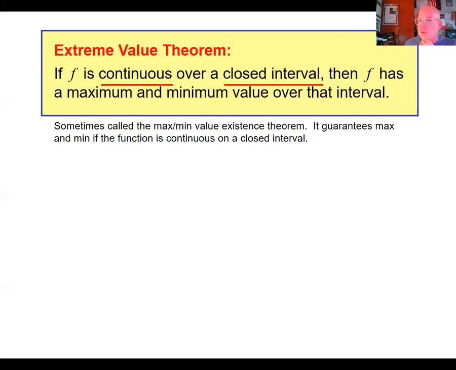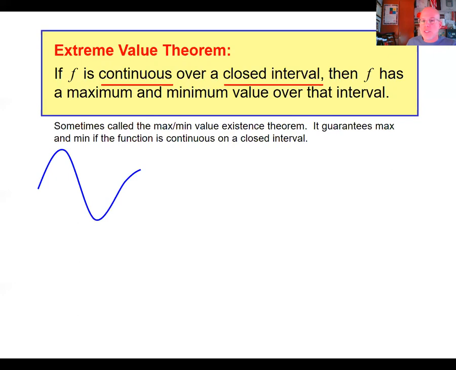So this goes on our foldable. Extreme value theorem on the outside, and then this description or definition on the inside. And you can pause me now to go and write that. Making a note here, sometimes this is called the max-min value existence theorem. It's basically guaranteeing the existence of a max and min. Doesn't mean that if these conditions aren't met that there isn't a max or min. This is just guaranteeing that this will happen.